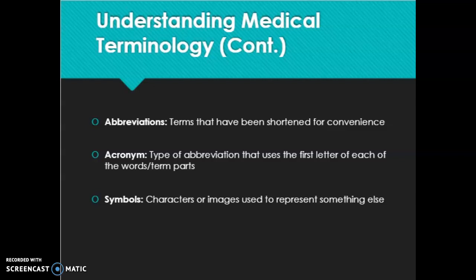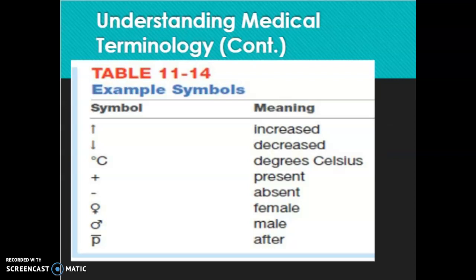You know, abbreviations are terms. Acronyms are abbreviations that take the first letter of each word and make them into a term, like BOCES, which stands for Board of Cooperative Educational Services. And symbols are characters or images that represent something else. So there's just a few little symbols that you might not know, but you probably could guess some of them. Upward arrow is increase, a downward arrow is decrease. Then we have the symbol for Celsius, which is a temperature measurement.